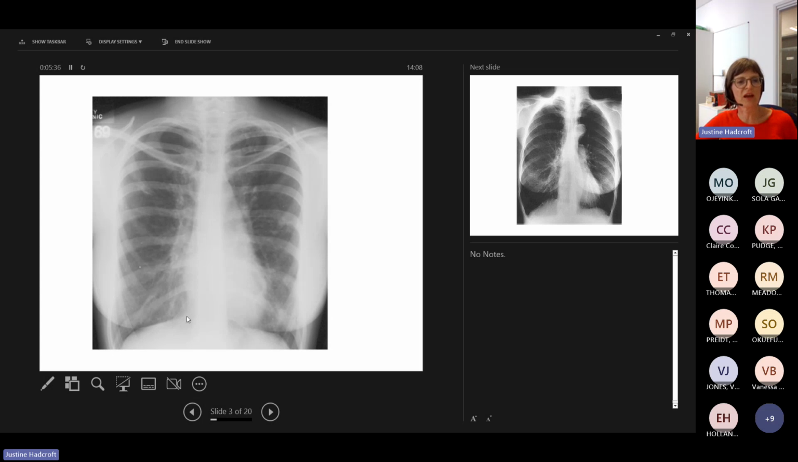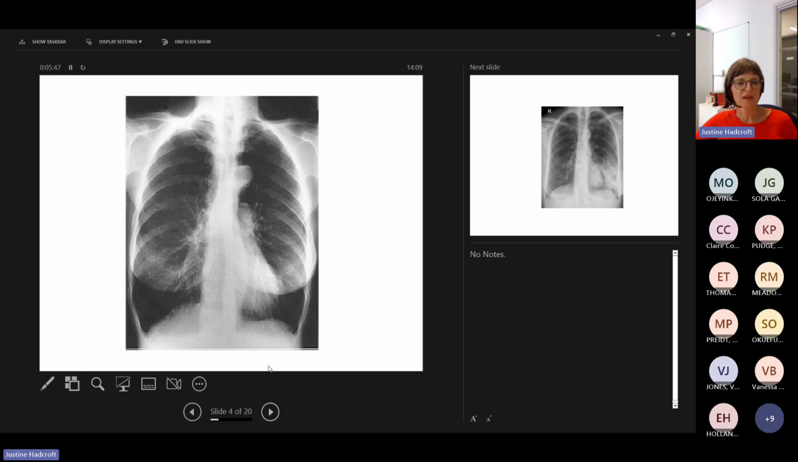So this is somebody with a lot of air in their lungs. It could be COPD, it could be asthma, but this is what we might see: a hyperinflated lung field. So, big lungs, lots of ribs and horizontal ribs.